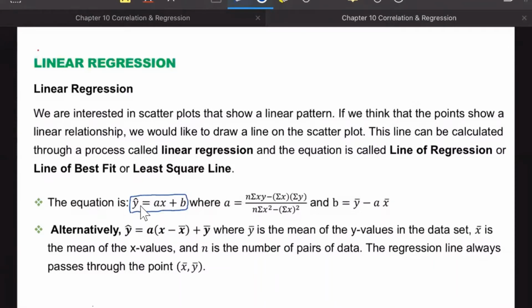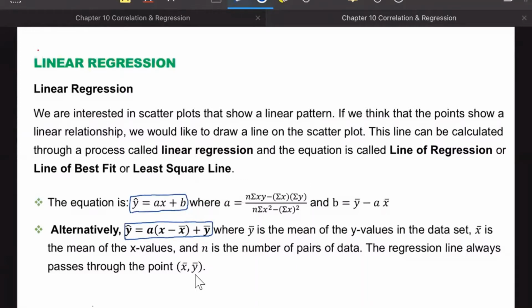You can also write the equation of line of regression like this, which is y hat equal to a times x minus mean of x plus the mean of y. We'll not be using this a lot. Instead, we'll be using the first equation.